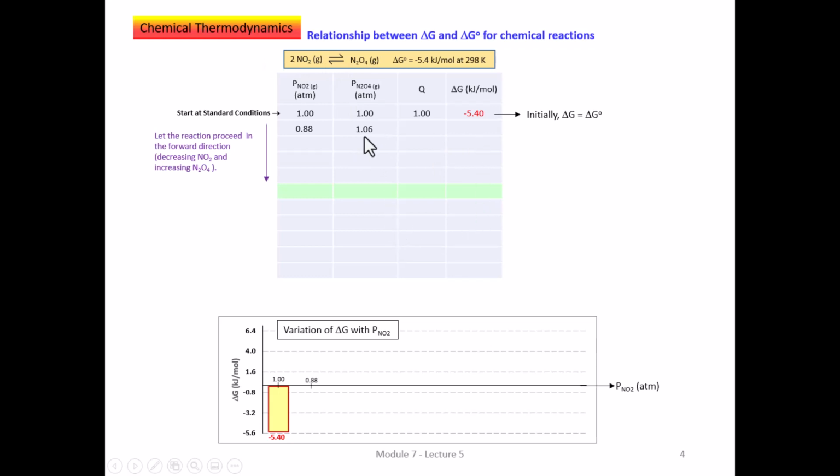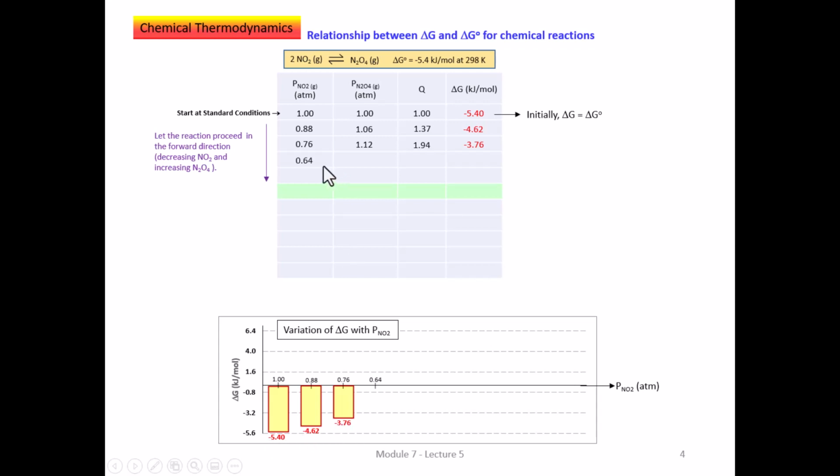Now this is a situation here that we calculated on the previous slide. We said as the reaction proceeds, when it gets to this point, the delta G is less negative, it's minus 4.62. So I've got that labeled in the graph down here. At 0.88 atmospheres of NO2, the delta G is less negative, it's now minus 4.62. Let's keep proceeding. At 0.76 atmospheres of NO2, Q would be 1.94, delta G is now minus 3.76. We've marked it on the graph down here, so delta G is becoming less negative.